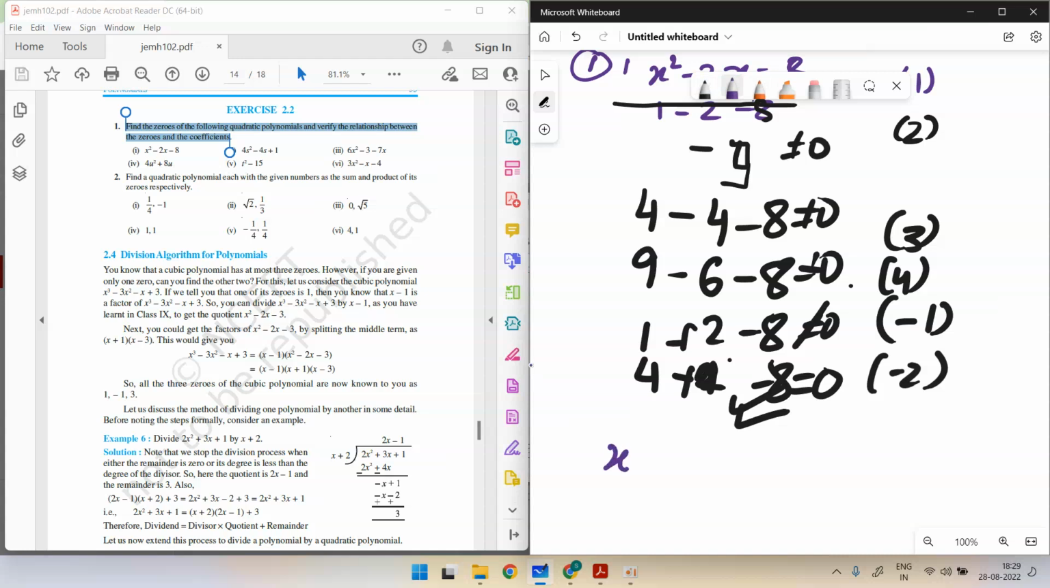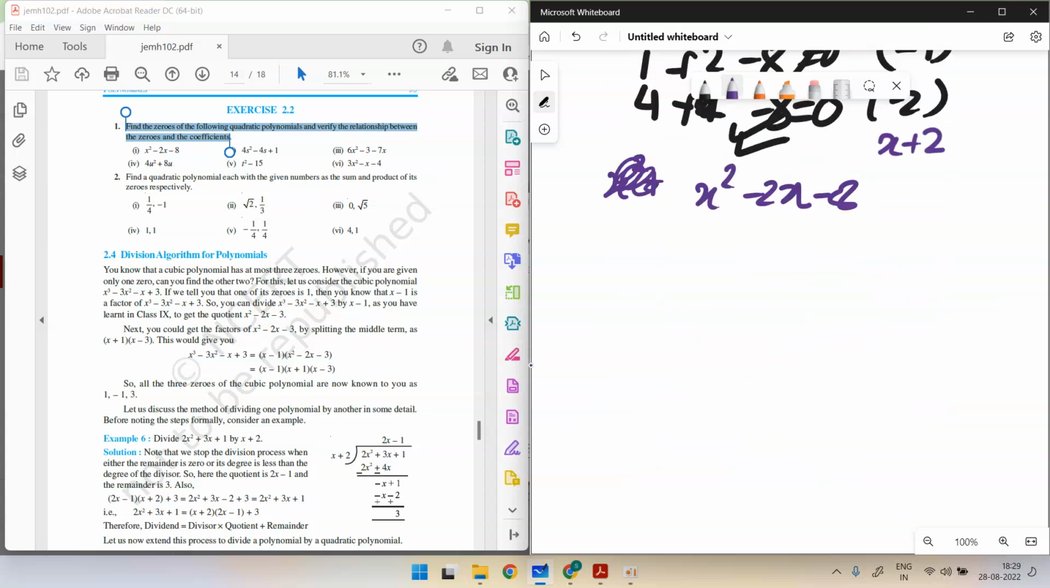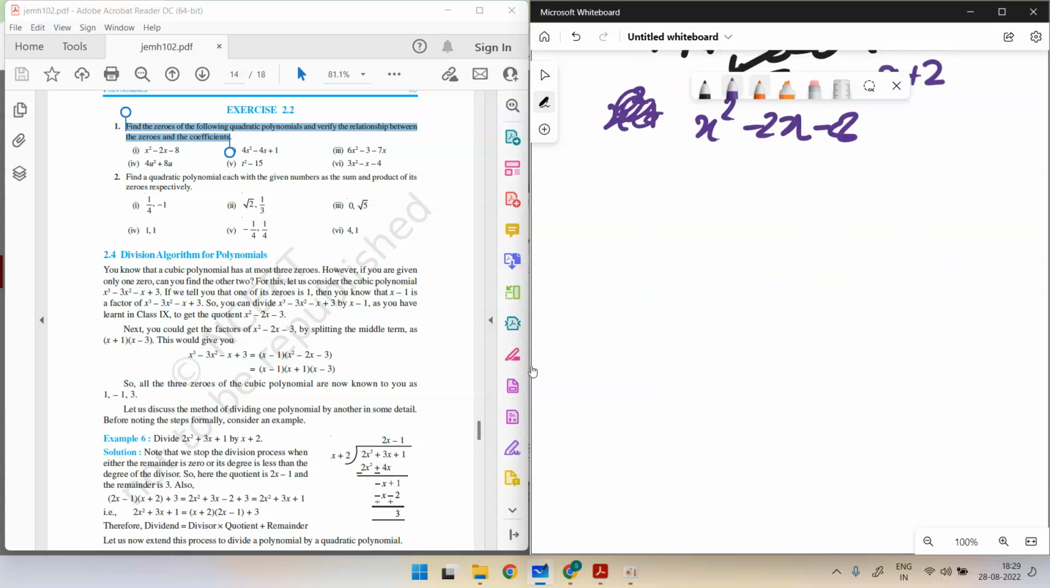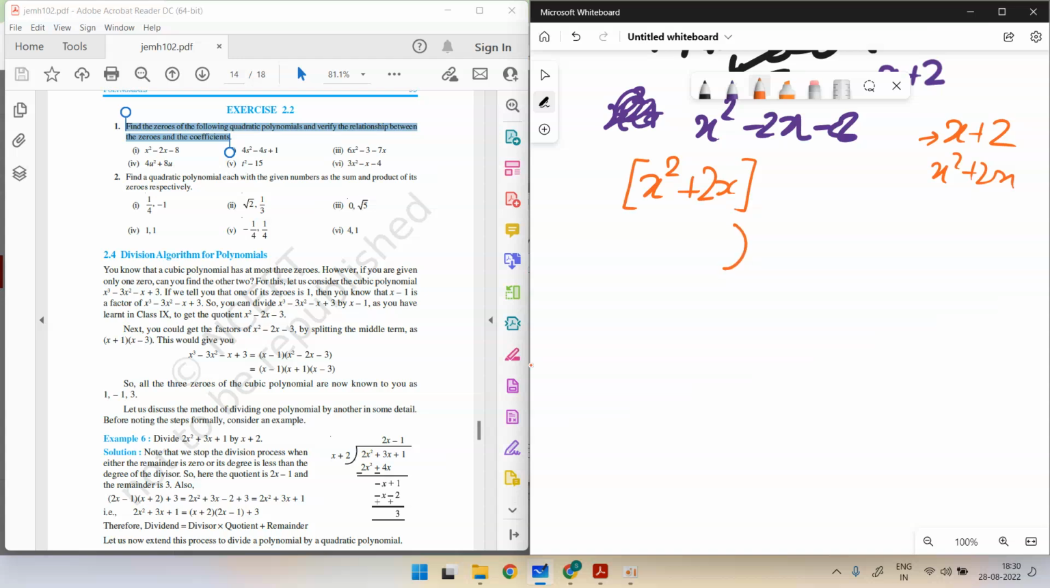See, x equal to minus 2 is a root, so x plus 2 is a factor. I'm writing this question again: x square minus 2x minus 8. You know that x plus 2 is a factor of this. So you can write this as x square plus 2x. If you multiply x here, you will get x square plus 2x. Or simply you can even divide it.